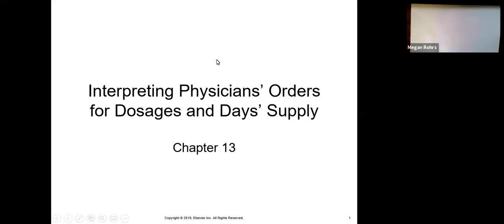Chapter 13 starts on page 281. We're going to be interpreting doctor's orders for dosages and day supply. We have covered this information before in the supplemental math lecture, but this chapter does go just a little bit more in detail on some of these concepts.